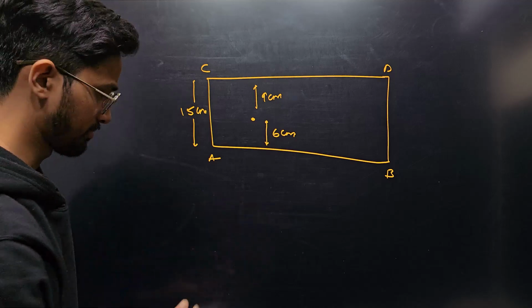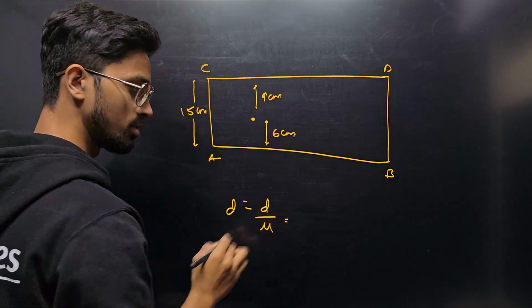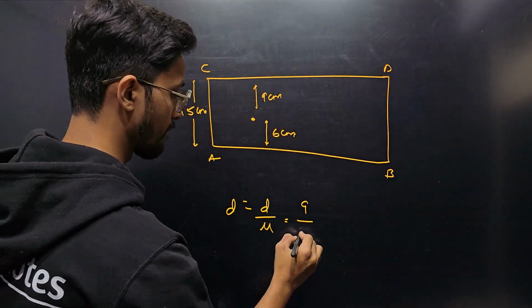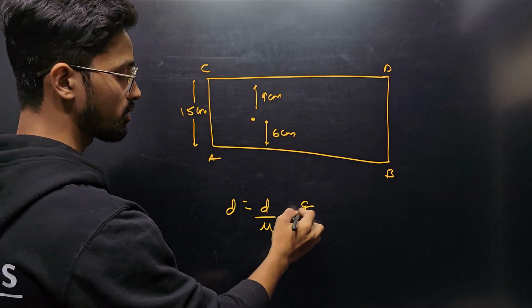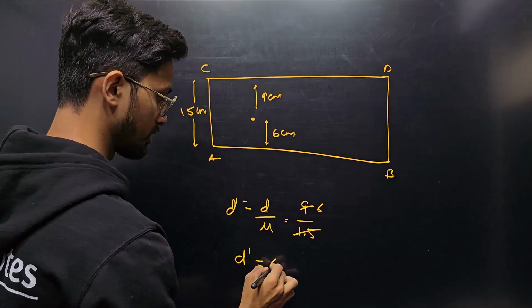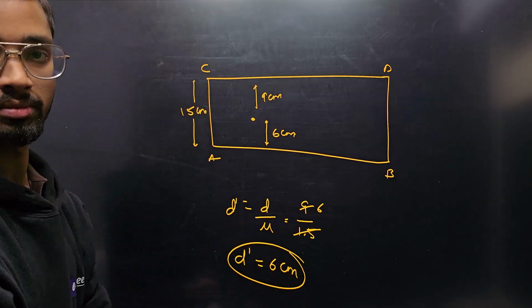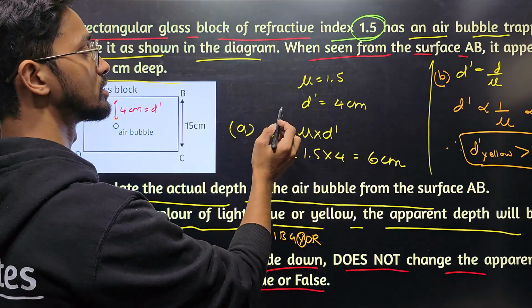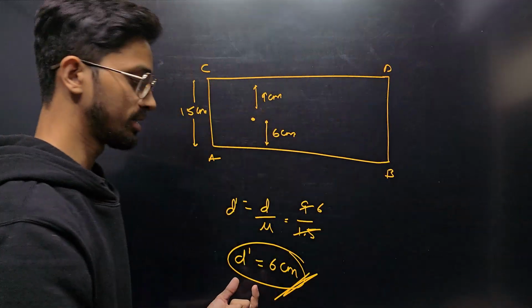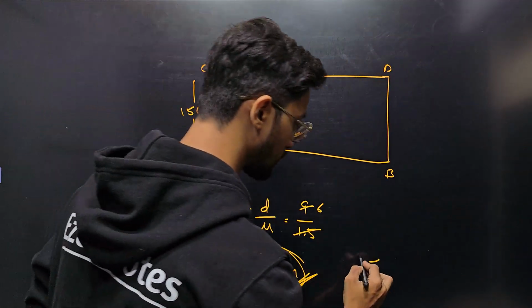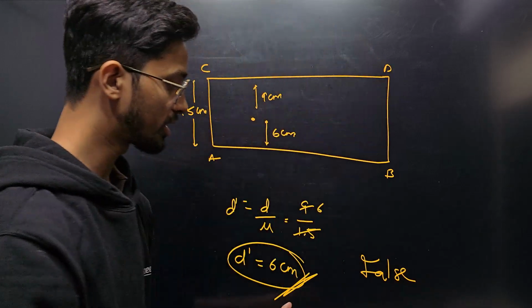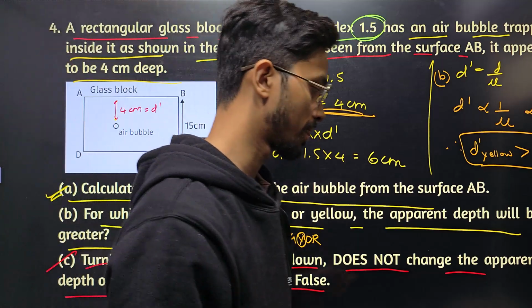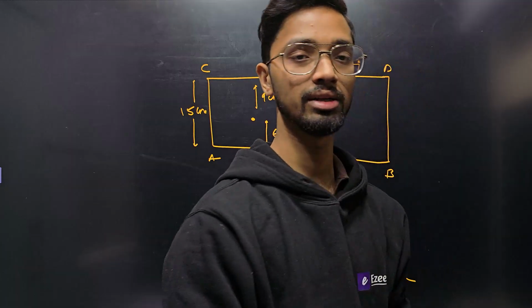So if D changes, D dash will be D by mu. D is 9, divided by mu 1.5. 1.5 into 6 will be 9, so D dash will be 6 centimeter. But initially D dash was 4 centimeter. Next D dash will be 6 centimeter. So the statement was false. They said the apparent depth does not change, but it will change, because the real depth is changing. Okay, done. So we have completed part C.